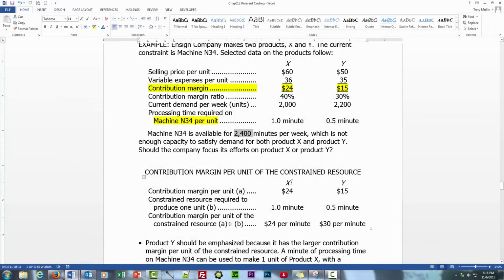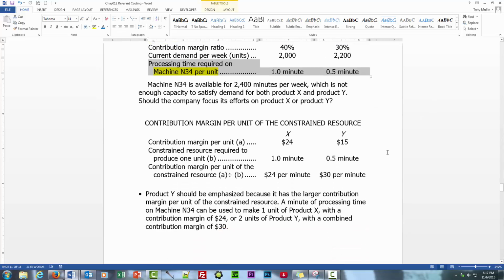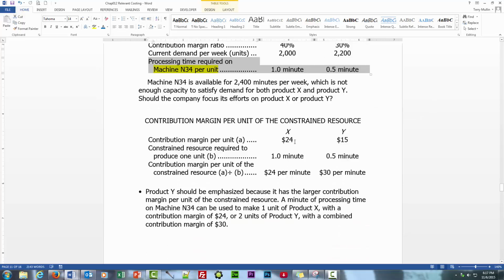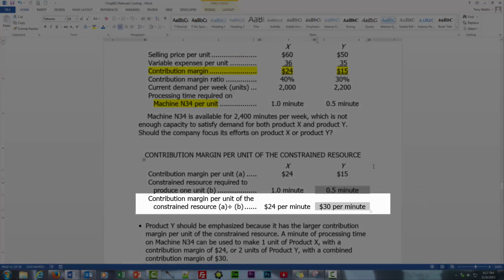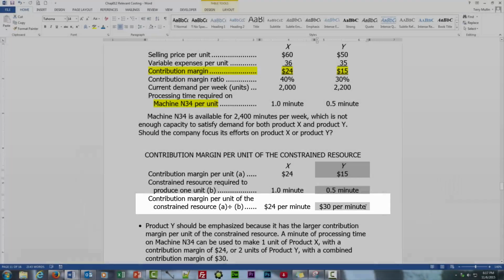So the issue again is we need to maximize contribution margin per unit of scarce resource, and our scarce resource is machine time. So what we want to do is look at how much money do we make per minute. So if X up here takes 1 minute and gives us $24, we're getting $24 a minute. Y gives us $15, but that's per half minute. So that's $30 per full minute. So the better deal for us is to make all of Y, then make X.